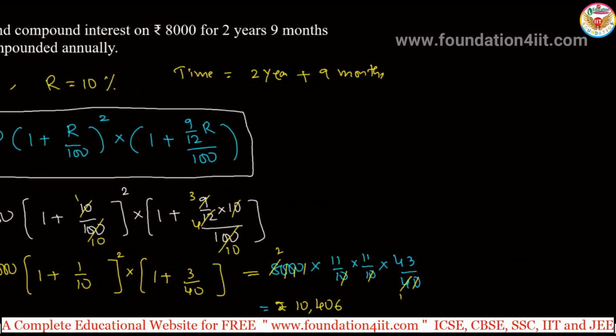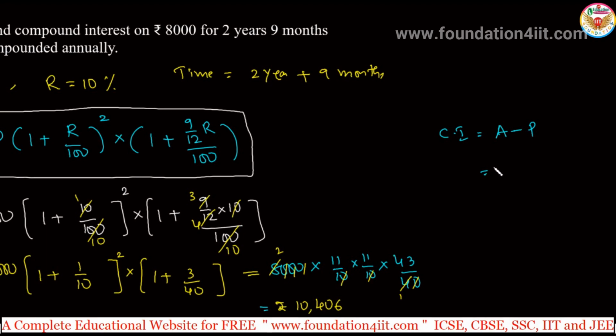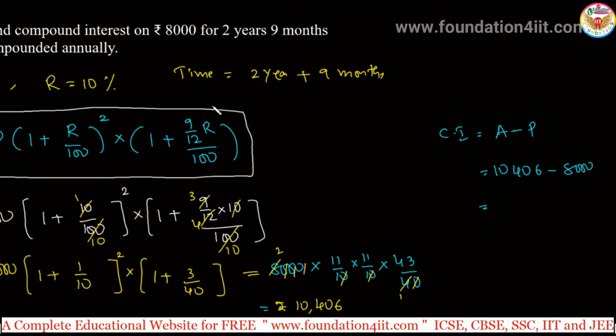After getting the amount, then compound interest we can calculate. Compound interest is equal to amount minus principal. The amount we got is 10,406, minus principal, which is given as 8,000 in the question. 10,406 minus 8,000 is 2,406. That is the compound interest.